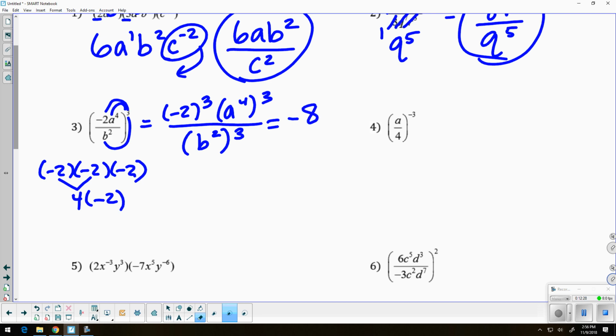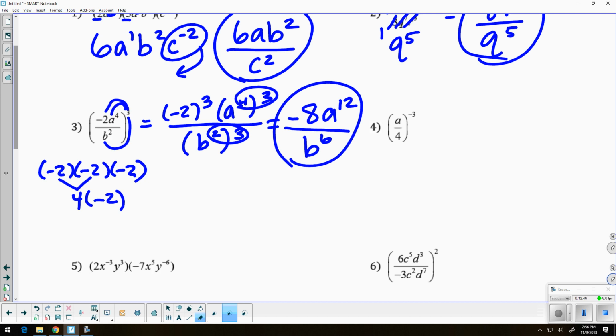And then, power to a power, I have a to the 4th being cubed. You want to multiply these exponents together, which would make that a to the 12th power. And then on the bottom, also power to a power, 2 times 3, you'd have b to the 6th power. And that'd be your final answer.